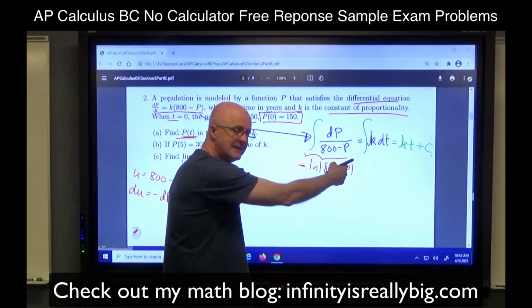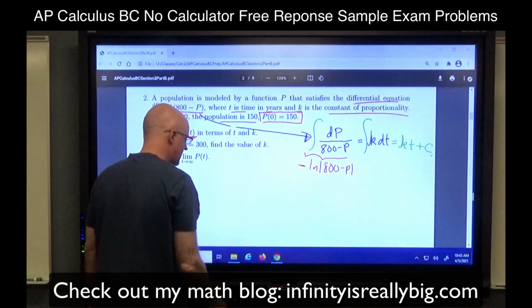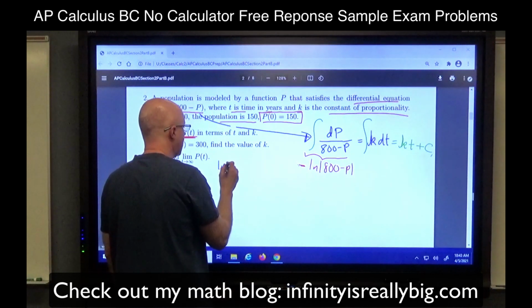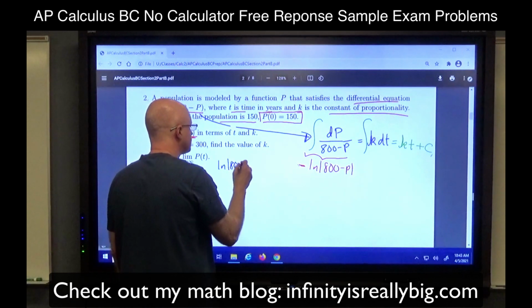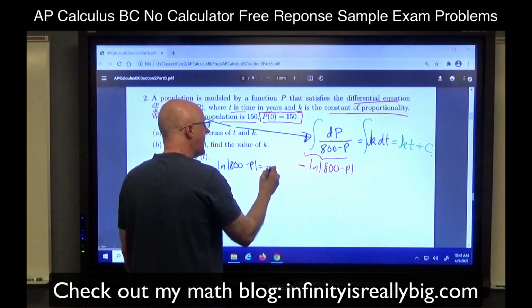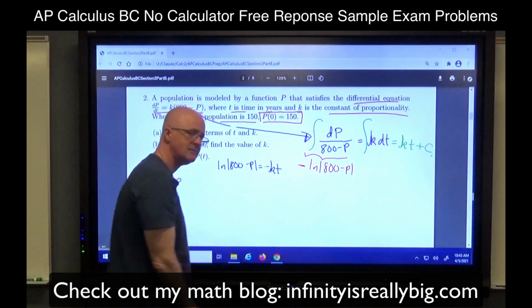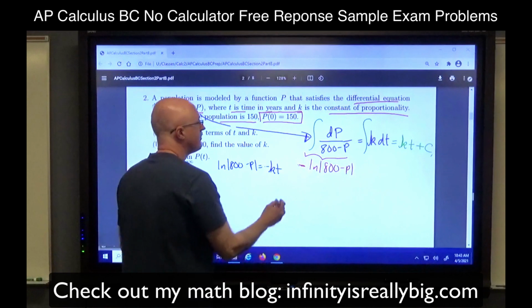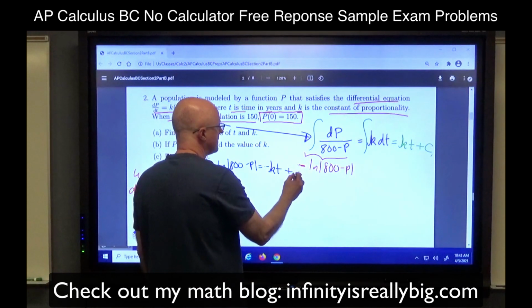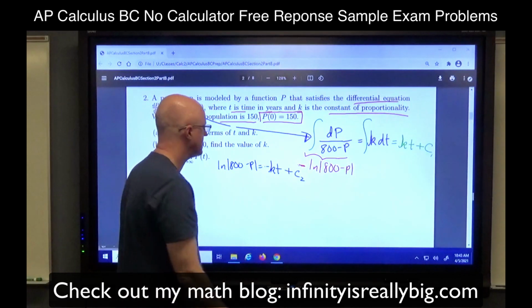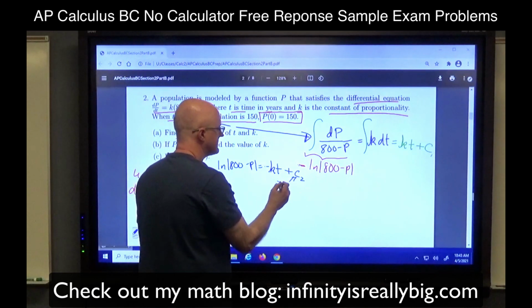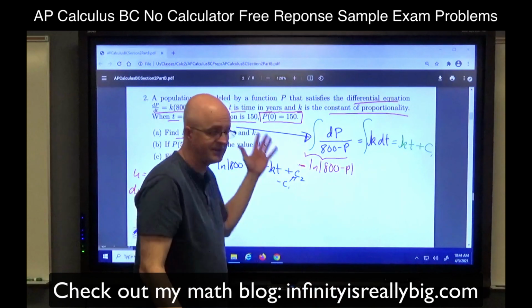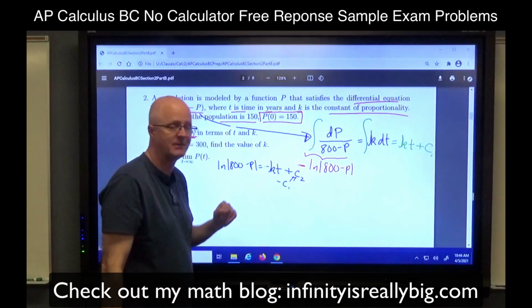You could certainly bring it into the exponent of 800 minus p. I find it easier to think of it as multiplying both sides by -1 and get natural log of the absolute value of 800 minus p equals negative kt. You do need the negative sign there. That's essential. Minus c1, well, just call it plus c2 now, where c2 is negative c1. But these are arbitrary constants anyway, so it doesn't matter what you call them, and you might as well use a plus sign. But here you've got to have the minus sign.